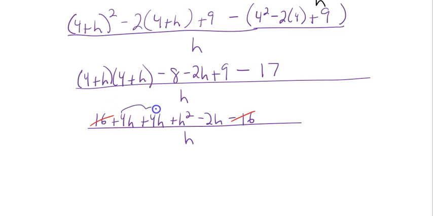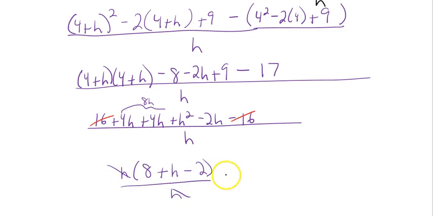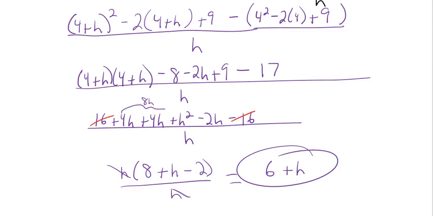Okay, so I can combine these four h's and think of them as 8h, but I need to take an h out of the top. That'll leave me with 8 plus h minus 2 over h, and then my h's will cancel. And I can say that 8 minus 2 is 6. 6 plus h is my answer. That concludes this lesson.